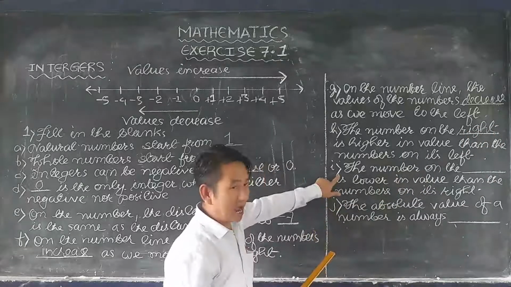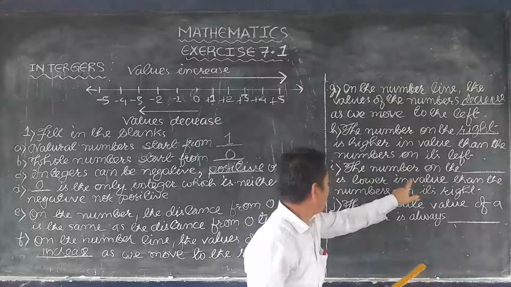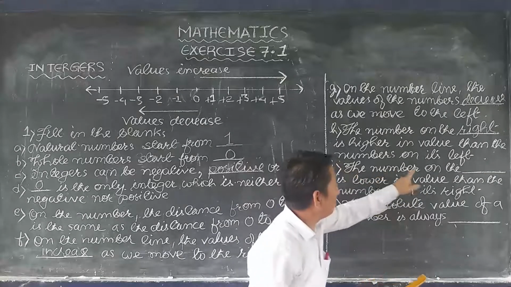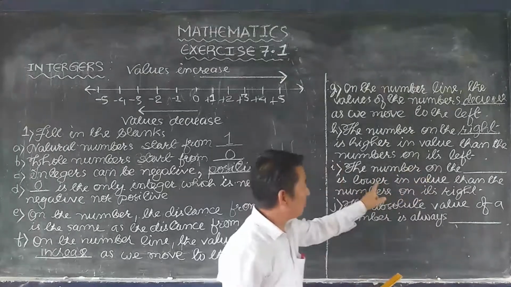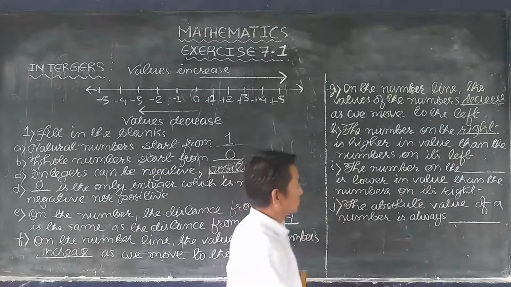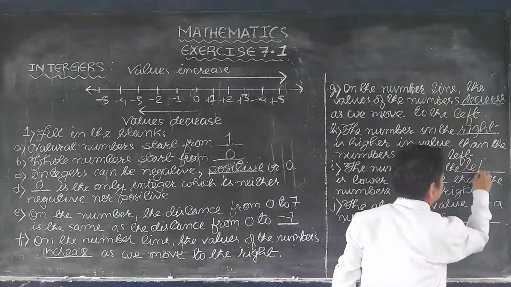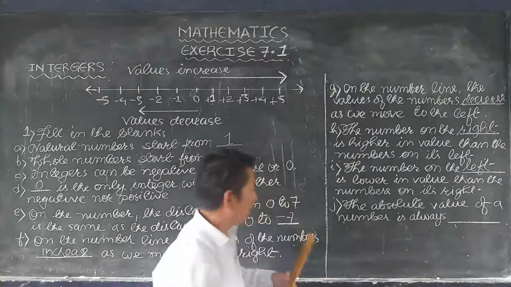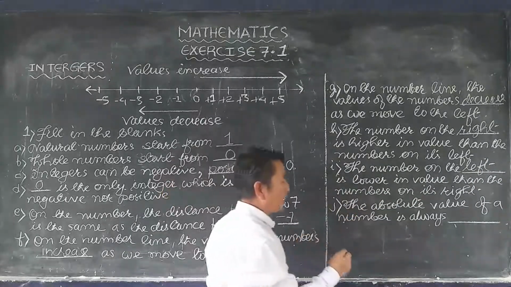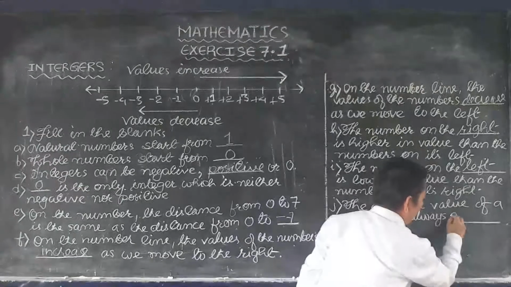Now here, the number on the left is lower in value than the number on the right. Here, the absolute value of a number is always positive.